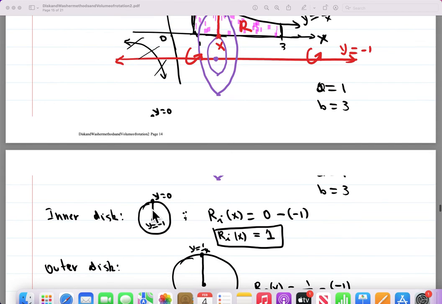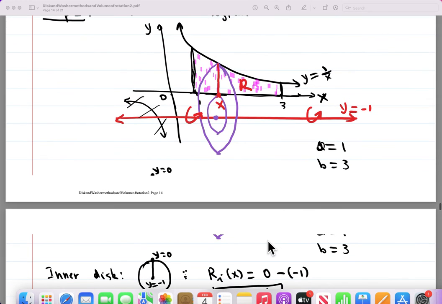So again, I'm trying to explain it here. This is the inner circle, and this is where the x-axis is. The equation of the x-axis is y equals 0, and the center is the line of rotation, which is y equals negative 1. The distance between 0 and negative 1 is 1. How do you get it? You take 0 minus negative 1, which gives you positive 1. So our inner radius is 1.